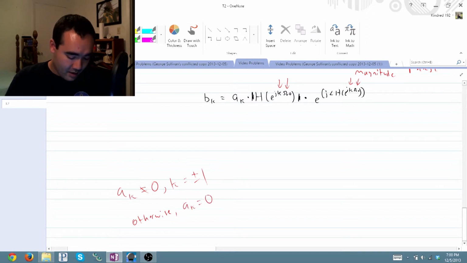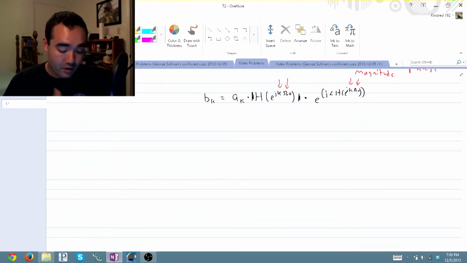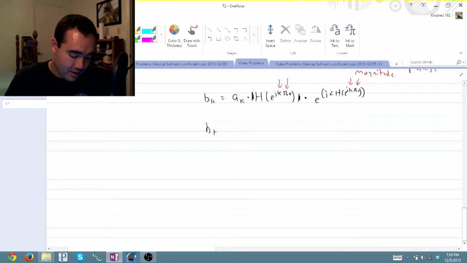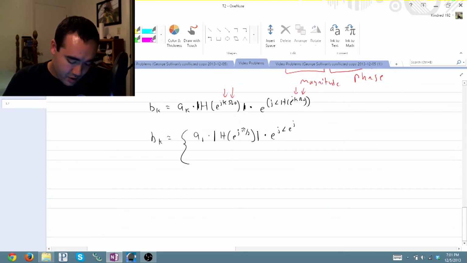Since we have our b of k defined as a of k multiplied by these values, if a of k is equal to 0, everything is equal to 0. So all we have to worry about are values of k that are 1 and negative 1. We can rewrite this as b of k equal to this system: we'll start with a of 1 times the magnitude of H at e to the j omega, where k is equal to 1 and omega naught is equal to pi over 2, times e to the j times the phase of H of e to the j omega, where k is also equal to 1 and omega naught is equal to pi over 2. So j pi over 2.